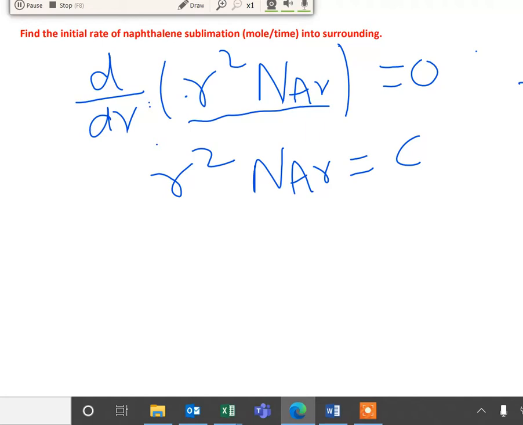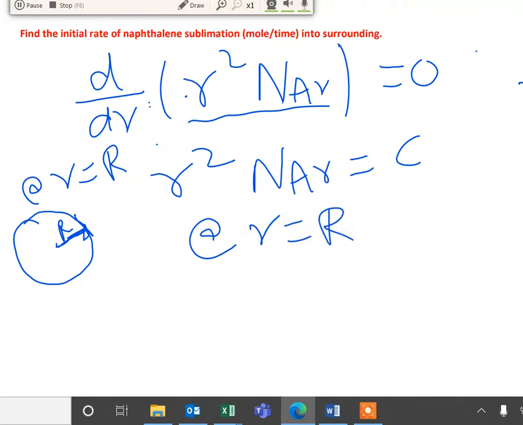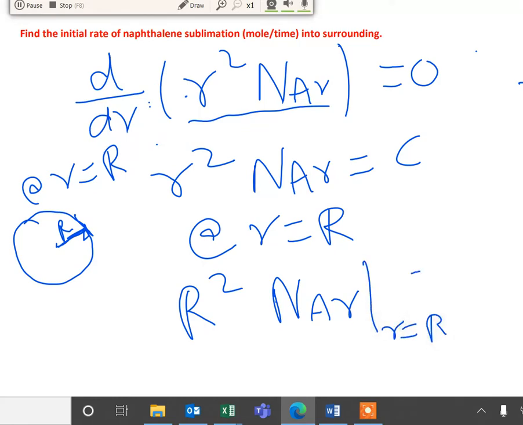At the surface of this, one of the boundaries we have is at r equals capital R, this is the surface. Okay, here. So at r equal to capital R, this is at surface, so r square NAr, okay, this is flux at r equal to capital R, equals constant.